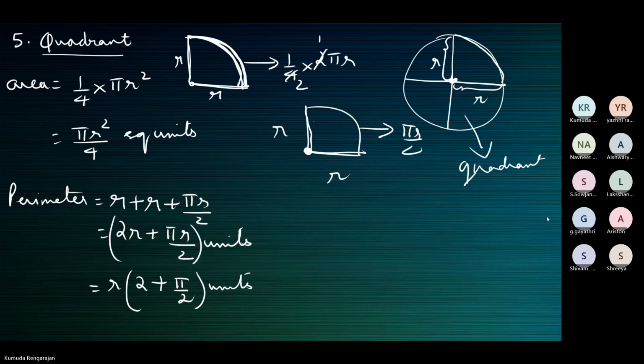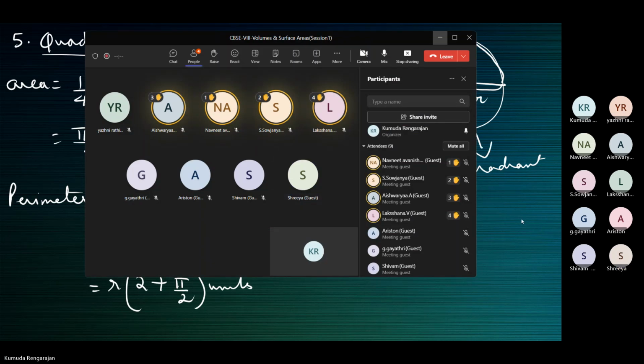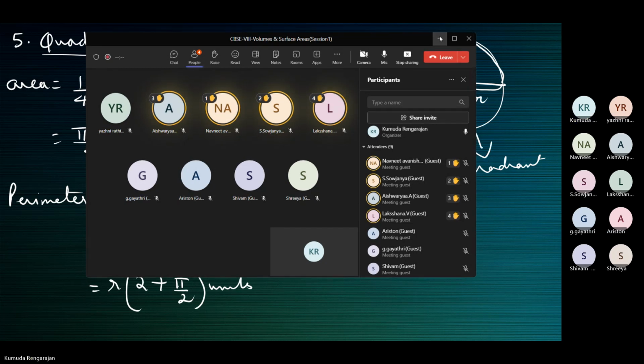Done, children? Done, ma'am. All right. Harrison? Yes, ma'am. Name all the plane figures we have seen so far. We have seen quadrant, circle, semicircle, rectangle, and a square, ma'am. Okay. I didn't see you in the meeting for some time. Yeah, ma'am. I just went to the washroom. Okay.